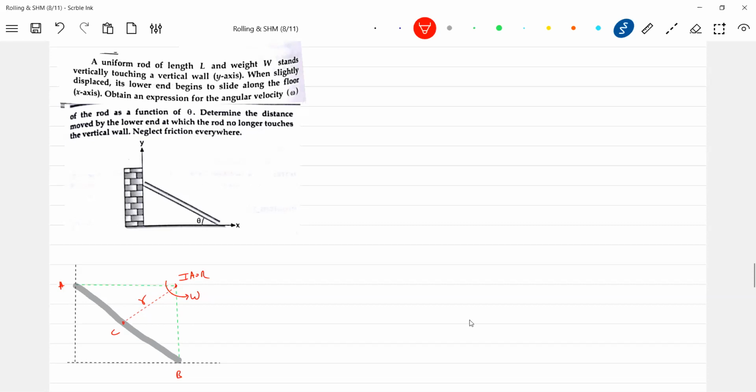So we know this distance. Coordinates of center of mass will be L by 2 cos theta, L by 2 sin theta. We can write all that. So what can be the distance R? R should be the length of the rod is given, no? Yeah, capital L.